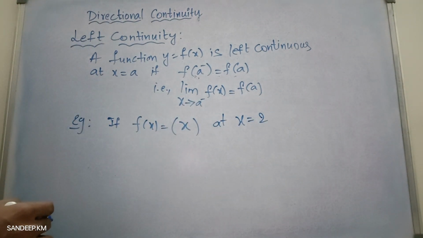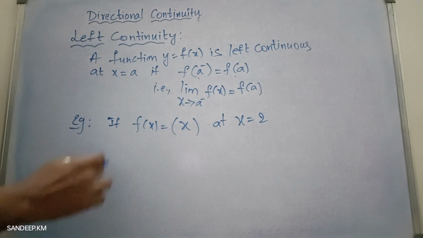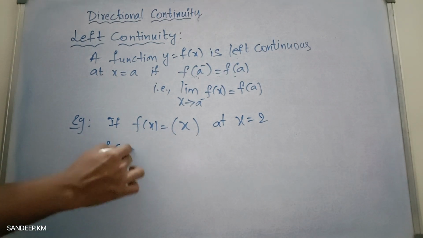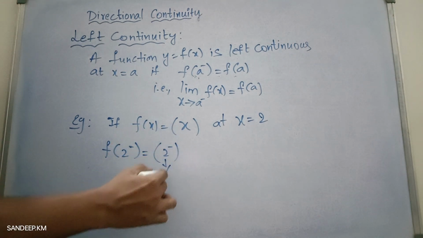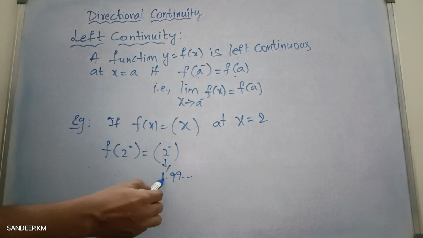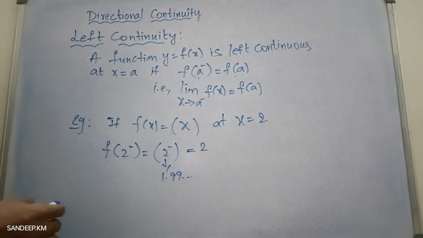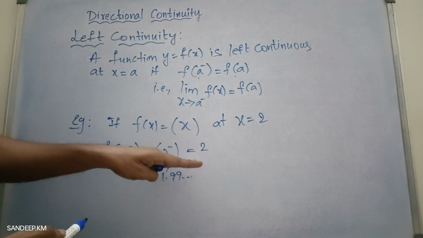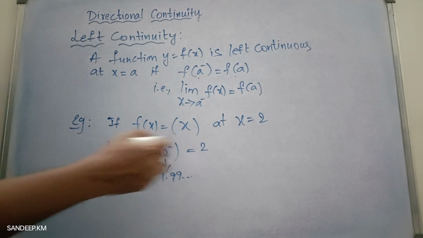At x is equal to 2, what is the limit of this function? Let us see. First let us find the left hand limit, LHL. So f of 2 minus is equal to roof of 2 minus. 2 minus means 1.999 and so on. Dear students, the roof of 1.99 and so on is equal to 2. You should have known this. The answer will be the least integer greater than or equal to this number. The least integer greater than this number is 2 only. So the answer is 2. The left hand limit is 2.